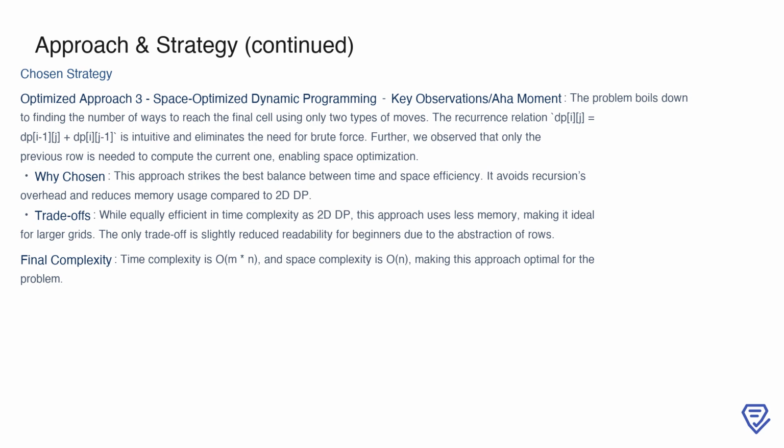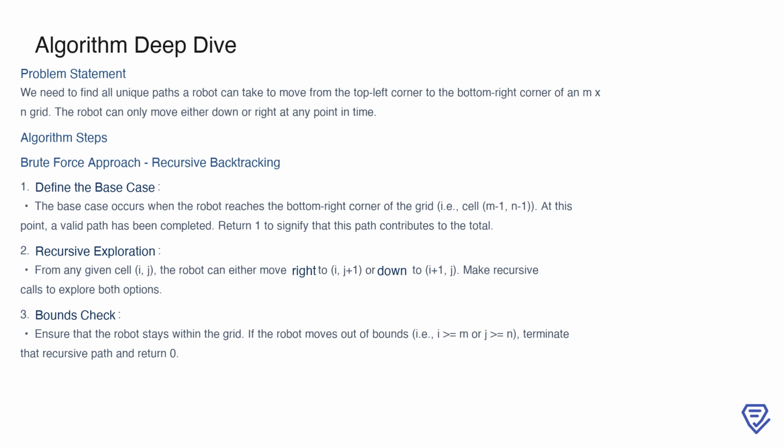To solve the problem of finding all unique paths a robot can take to move from the top left corner to the bottom right corner of an MxN grid, we can start with a brute force approach using recursive backtracking. First, we define the base case. The base case occurs when the robot reaches the bottom right corner, which is the cell at position (m-1, n-1). At this point, we know that a valid path has been completed, so we return 1 to indicate that this path contributes to the total number of unique paths.